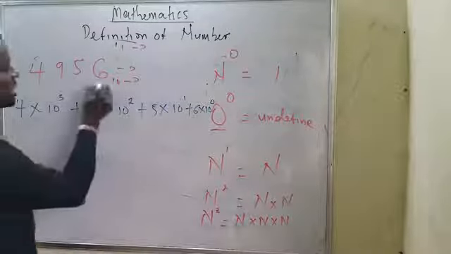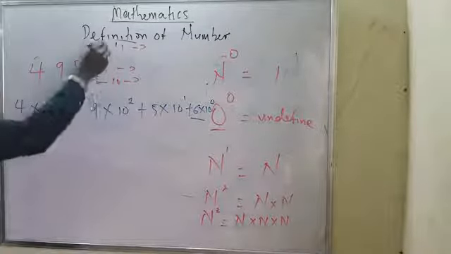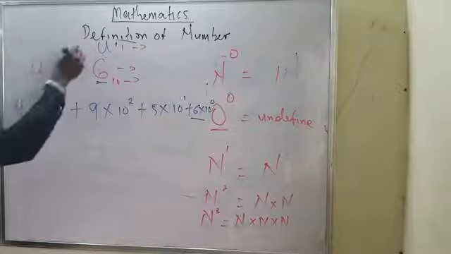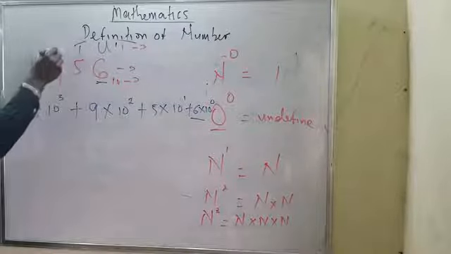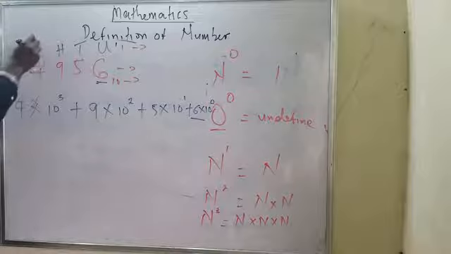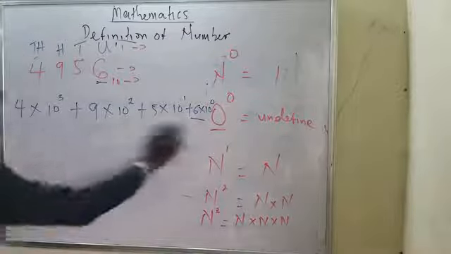Now, this is the last digit, which we all know as units. This is the second place, which is going to be 10. This is going to be 100, and this is 1,000. That is all we need to know.